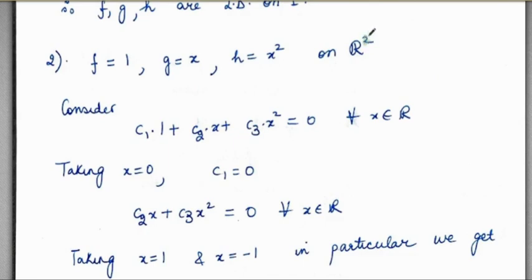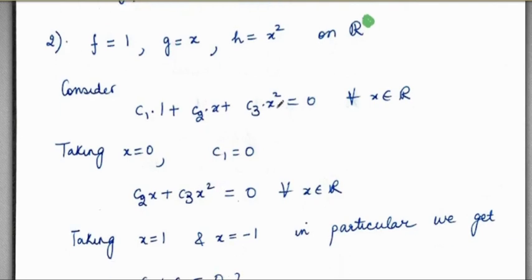It's not R square, it's R. Okay, so let's look at the function which is taking the value 1 everywhere. The second function is x, the third function is x square. Let's check the linear independence or dependence of this. So suppose the linear combination is 0. Can I get 3 constants, at least one non-zero, such that the linear combination is 0?